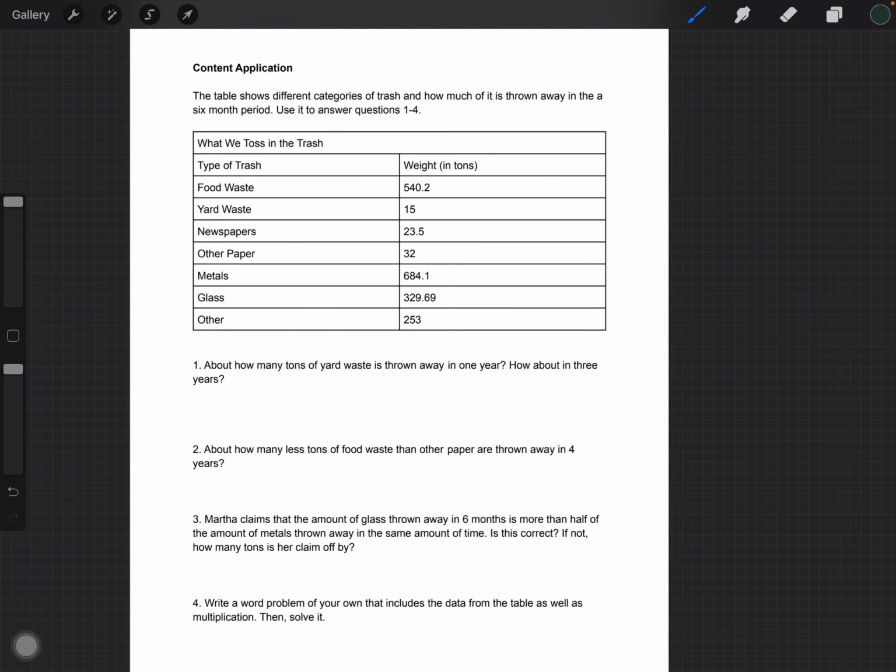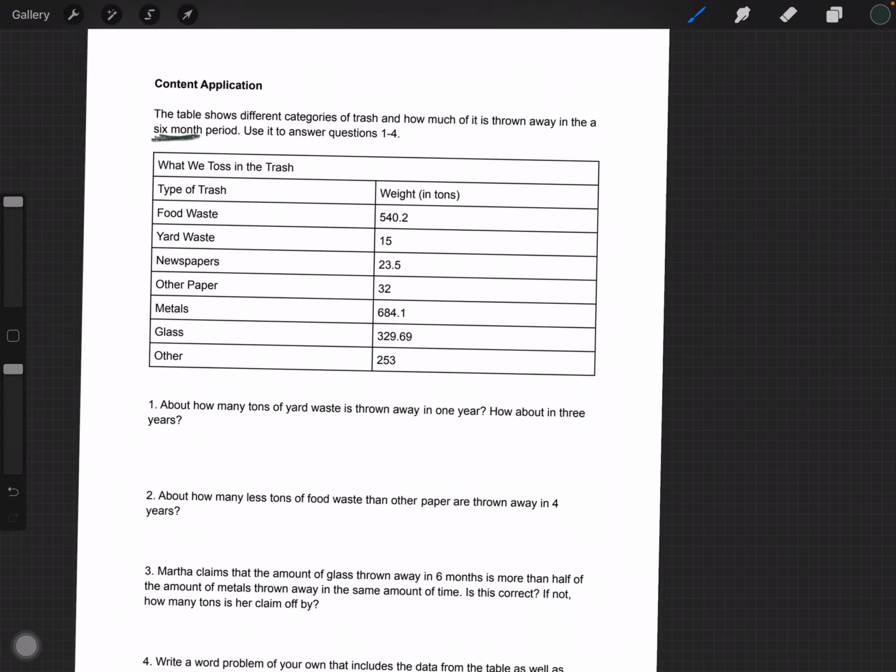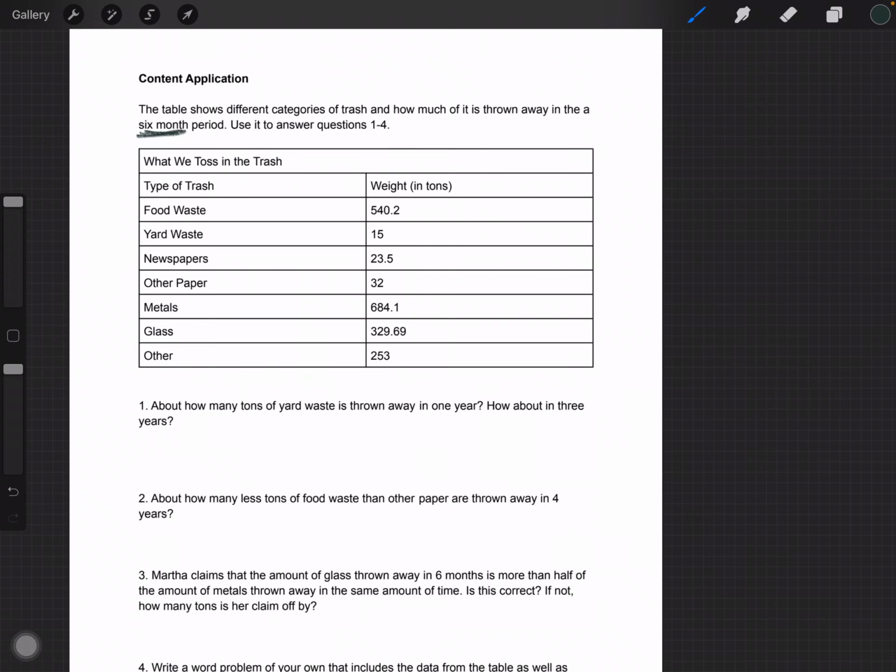So the second page is content application. It gives you a chart or table, and it tells you to answer the questions based on the data that is given. So you have to pay attention to what it says in the directions, because it says different categories of trash and how much of it is thrown away in a 6-month period. So if you look at number 1, it says about how many tons of yard waste here is thrown away in 1 year. So we take this number, because this is in 6 months, and we multiply it by 2, which gives us 30 tons for 1 year. If it's 30 tons for 1 year, then in 3 years, it'd be 90 tons.